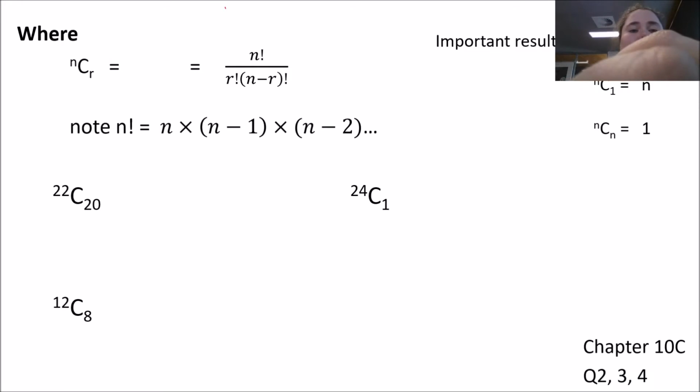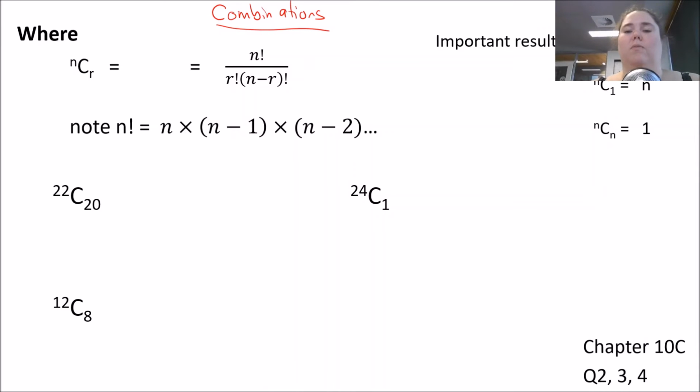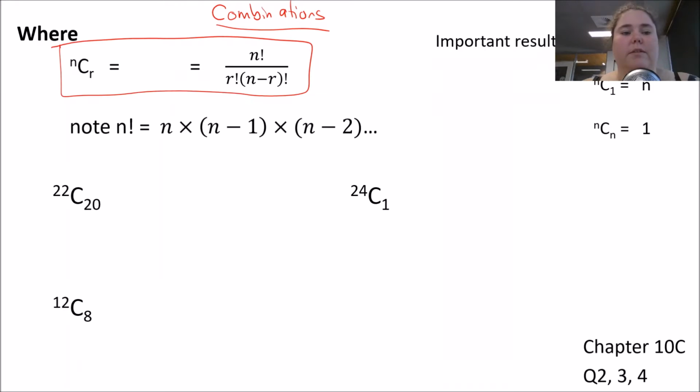So this is the combinations. So this guy is called combinations, and we use him to find specific numbers. All right. So this rule is, if you can see it, on the back of your cheat sheet. Okay, so you don't have to remember it, you just have to be able to find it and use it.